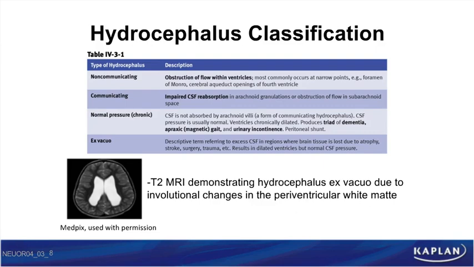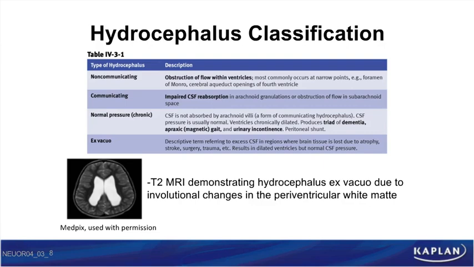The third type is called normal pressure hydrocephalus. It is a chronic process where CSF pressure is usually normal, yet there is dysfunctional absorption by the arachnoid villi. This type of hydrocephalus can produce the classical clinical triad of dementia, ataxic gait, and urinary incontinence. The gait disturbance is typically the first symptom noted.